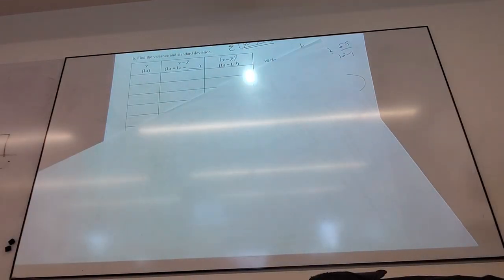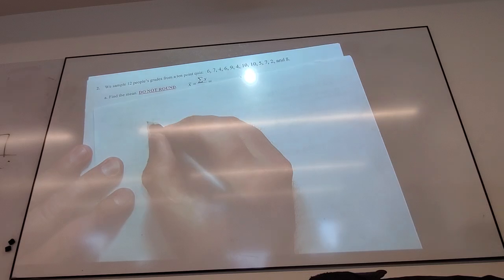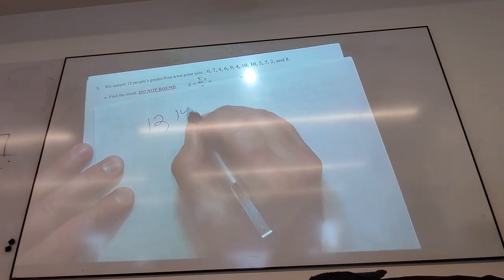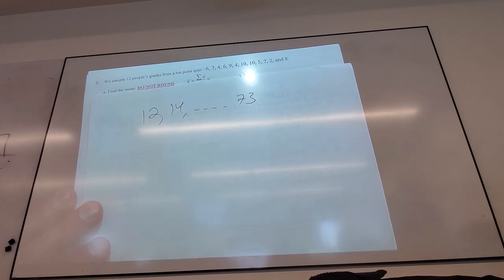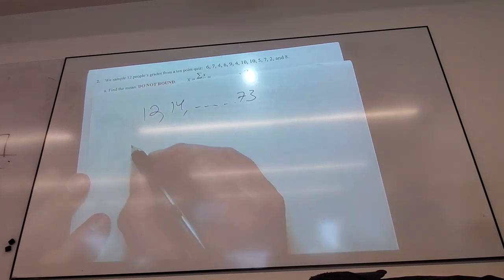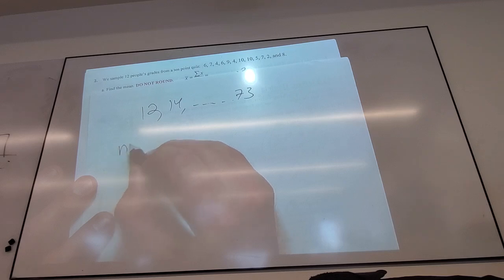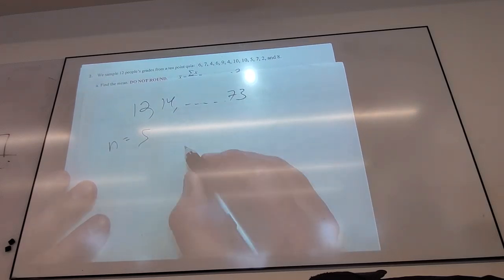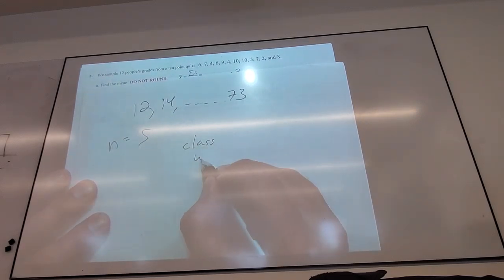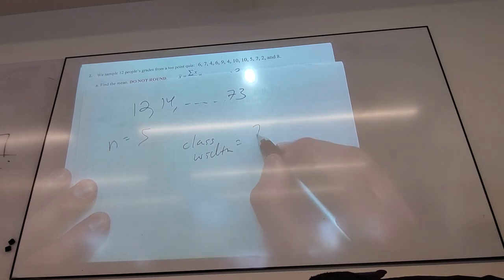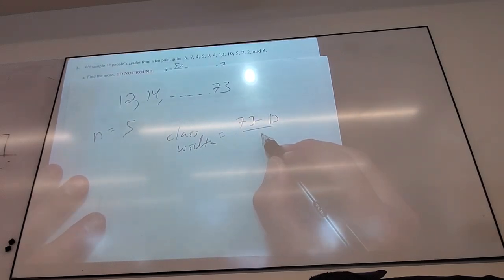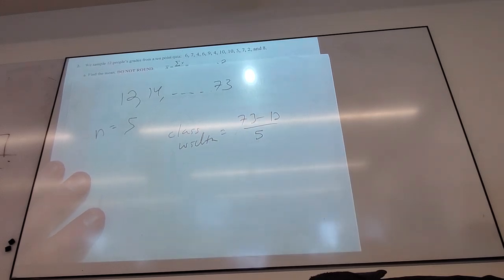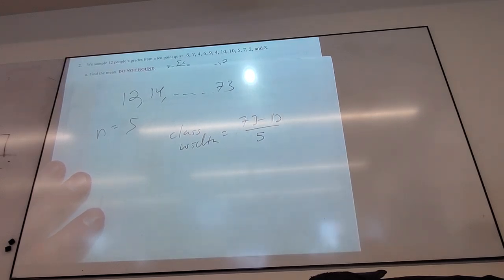Alright, so your question is, if I had data starting at like 12 and it went up to 73, let's say. So do you guys wanna use 5 or 6 classes? 5, okay. How do I calculate the class width? You do high minus low, so 73 minus 12, divided by 5. And what do you get?